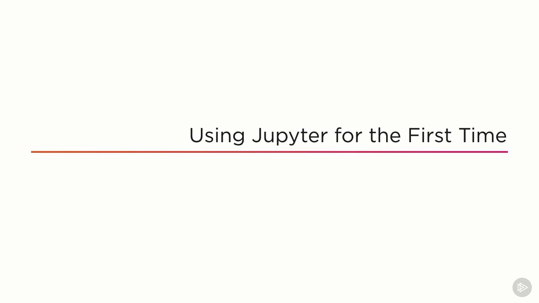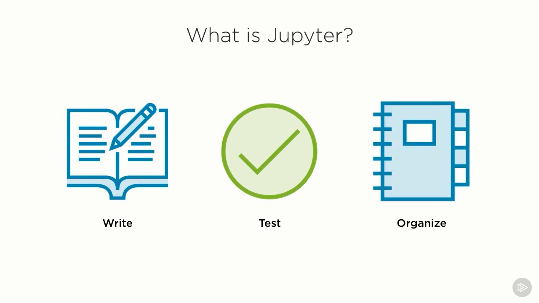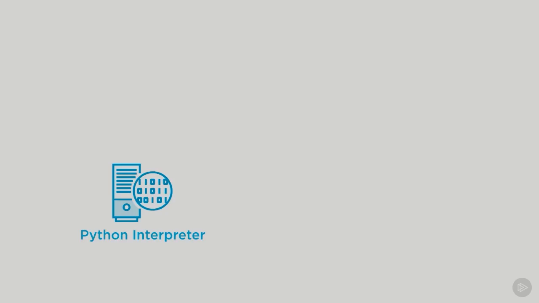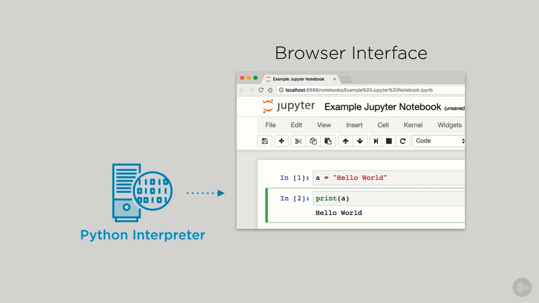Jupyter Notebook gives you a notebook-like interface to write, test, and organize your code in a really nice way. And it's composed of two parts. The first part is a local server that starts running with a Python interpreter once you start Jupyter Notebook on your computer. It's combined with an interactive browser interface on whatever browser you'd like to use.